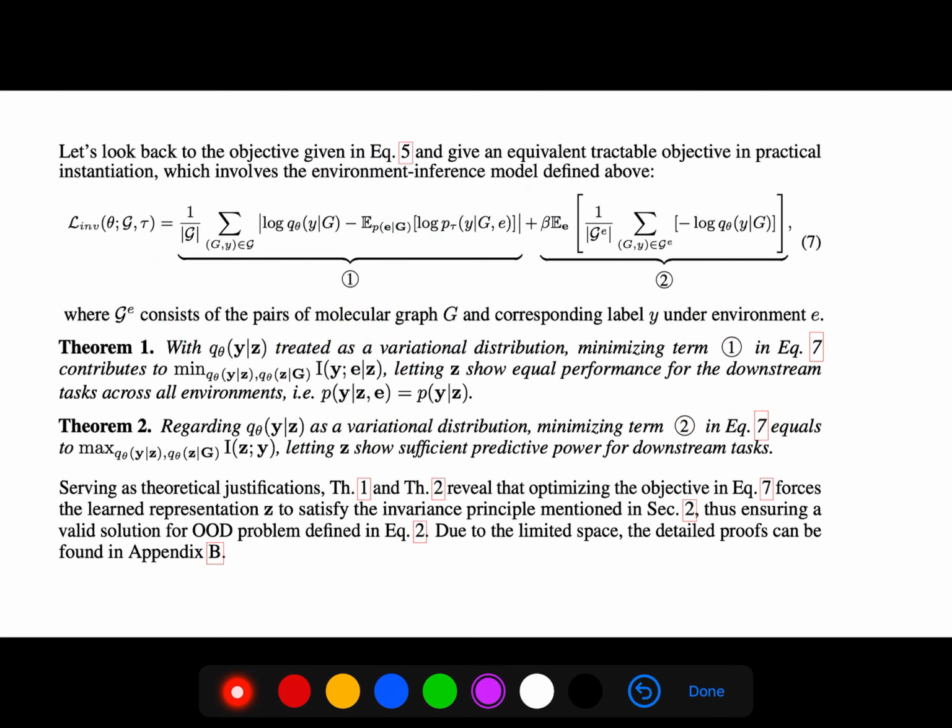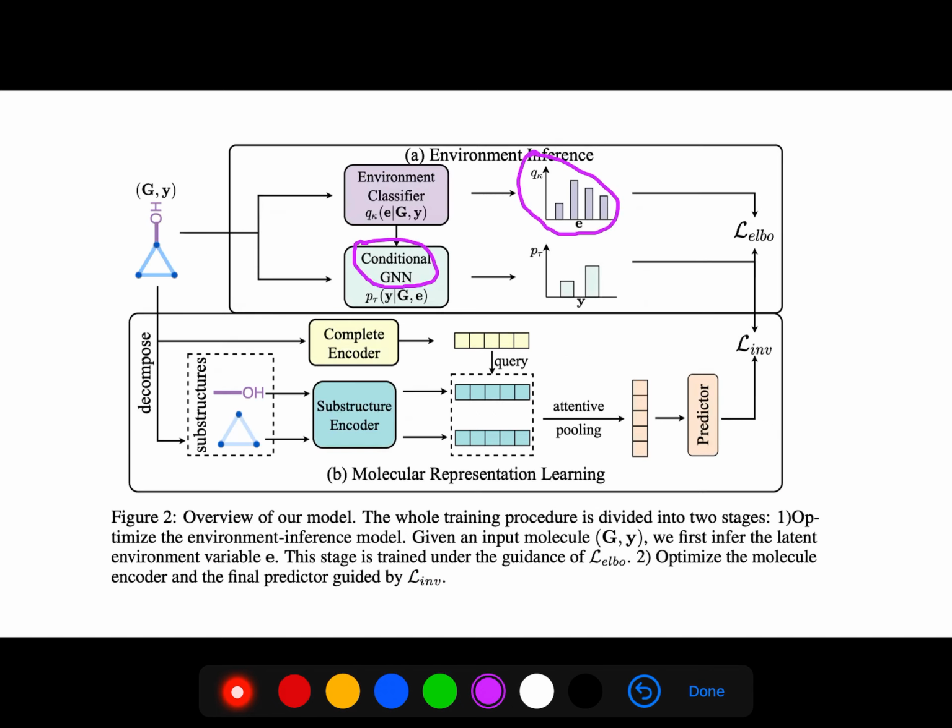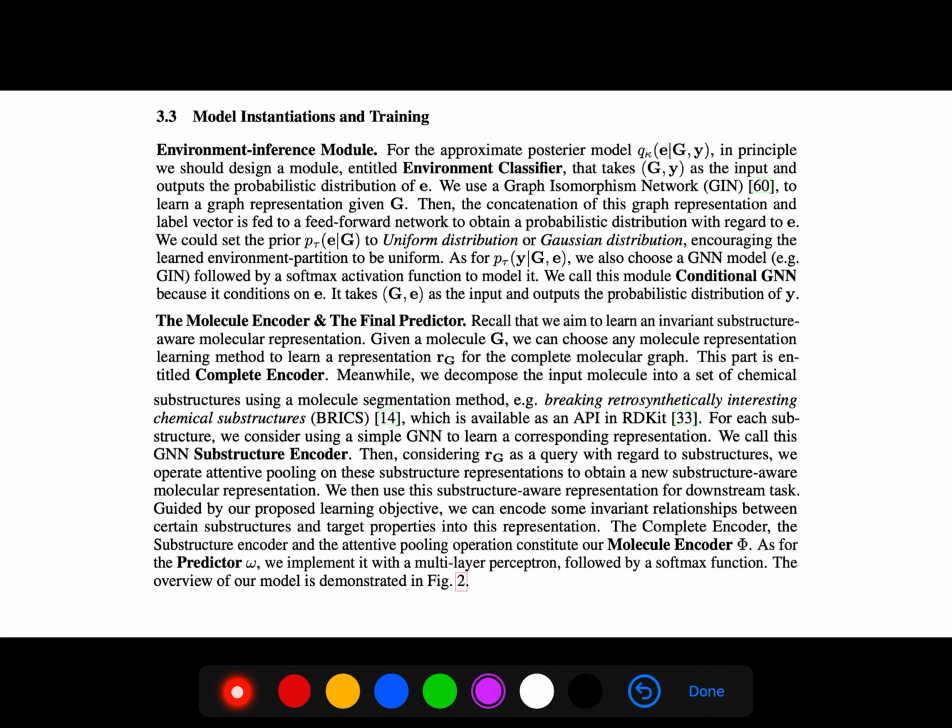So let's look back into objective and give an equivalent tractable objective. So this loss should be minimized. And G sub E consists of pairs of molecule graph and the corresponding label Y. So we have a query, and then, using attentive pooling, we can have a prediction.